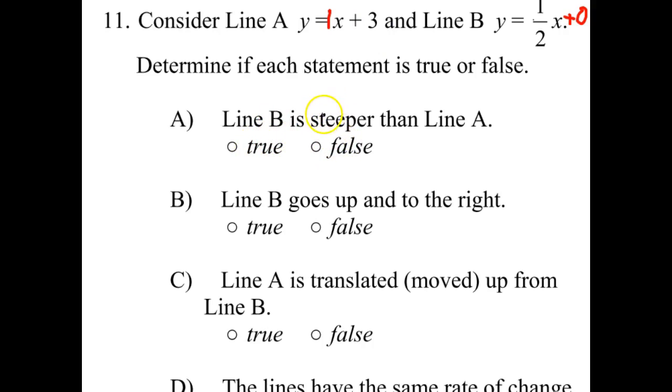Steeper just means bigger slope. We're talking about slope here. Steeper would be a bigger slope. So does line B have a bigger slope than line A? That would be no, because line B is 1/2, and that's smaller than line A, which is just 1. So that's false. Line B goes up and to the right. So we have the rise is +1, the run is +2, so up 1, right 2. That's true.